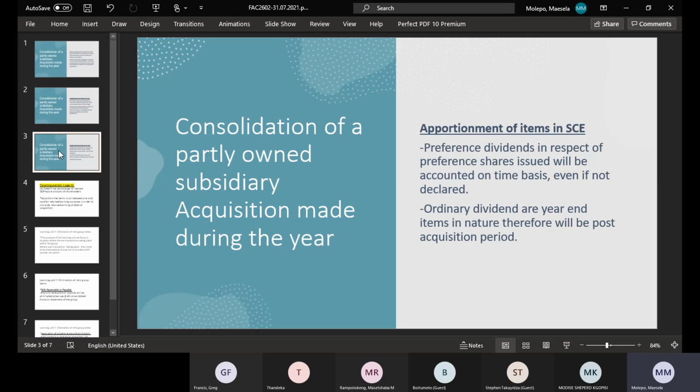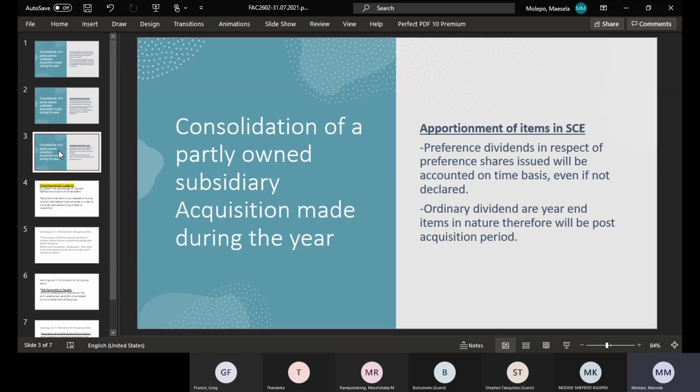that may arise. So we also have to have the preference dividend of the pre-acquisition and the preference dividends of the post-acquisition when we are dealing with our statement of changes in equity. But with regard to the ordinary shares, it will only be the dividend declared at the end of the year. So in this case, it means we will be only focused on the dividend of the post-acquisition.